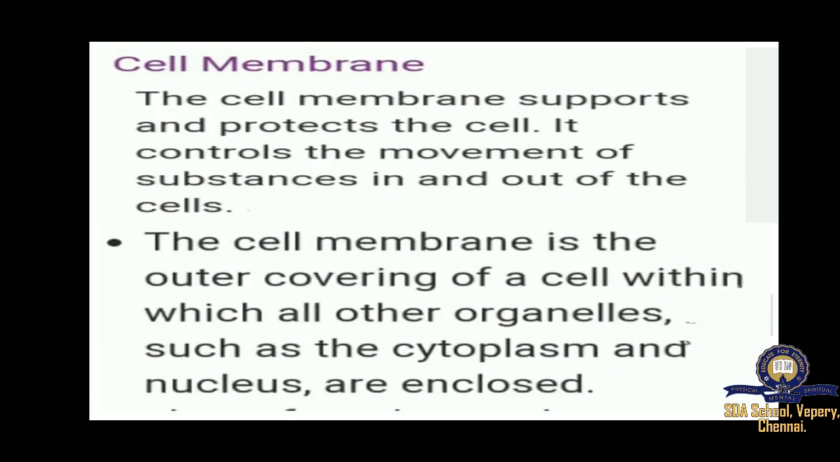Cell membrane is the outer covering of a cell within which all other organelles such as the cytoplasm and nucleus are enclosed. It is also referred to as the plasma membrane. By structure it is a porous membrane which permits the movement of selective substances in and out of the cells. Besides, the cell membrane also protects the cellular components from damage and leakage. It forms the wall-like structure between two cells as well as between the cell and its surroundings.